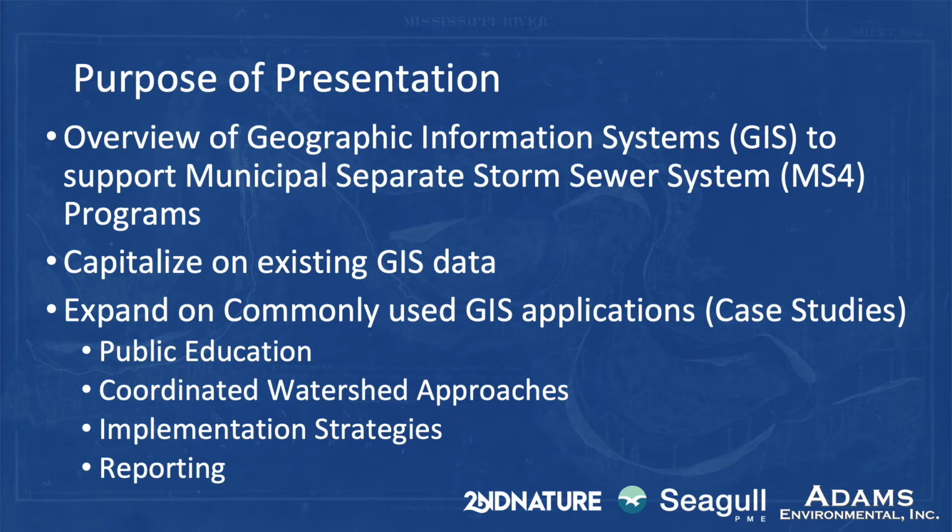GIS stands for Geographic Information Systems. Simply put, GIS is the geographical representation of data. If the data you're using has a location, GIS can be used to map, analyze, and assess it.